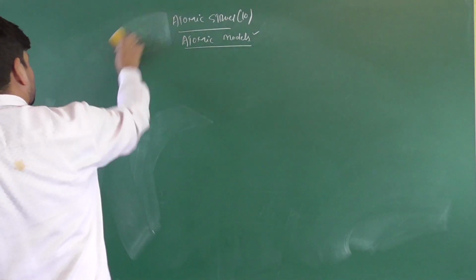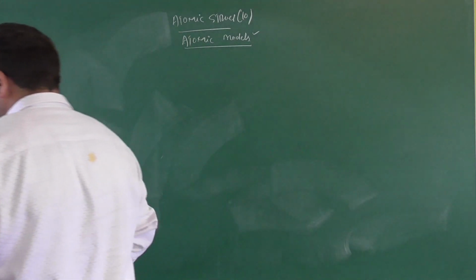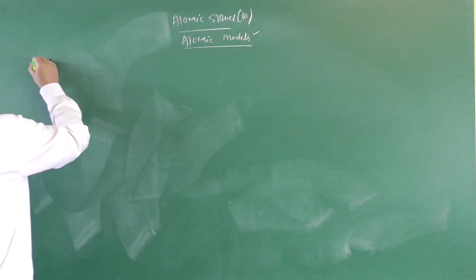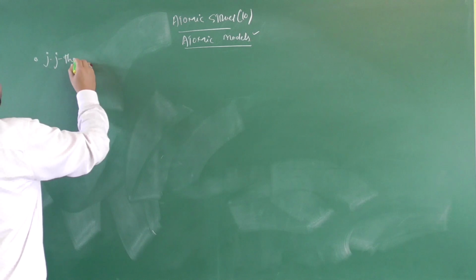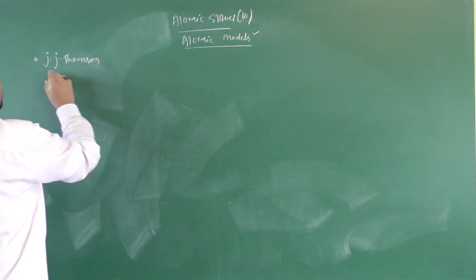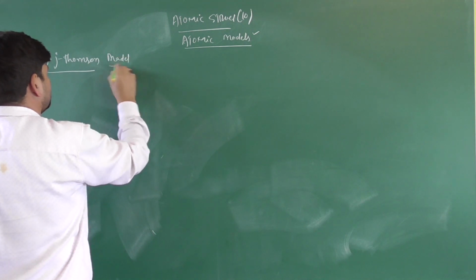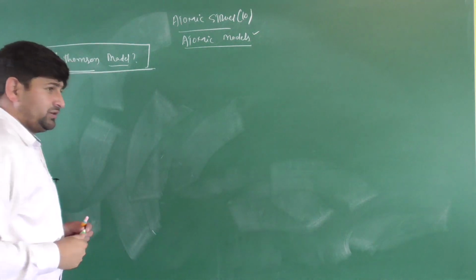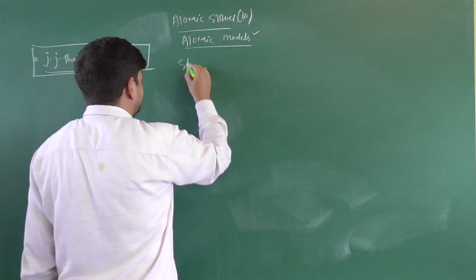Some of the people who worked and who are pioneers in understanding the atomic structures are, first one, J.J. Thomson's model. J.J. Thomson was the one who worked on it, so we call that as J.J. Thomson's model of an atom. Let us talk about the first model, that is J.J. Thomson's model. What he considered is, he considered atom to be spherical.